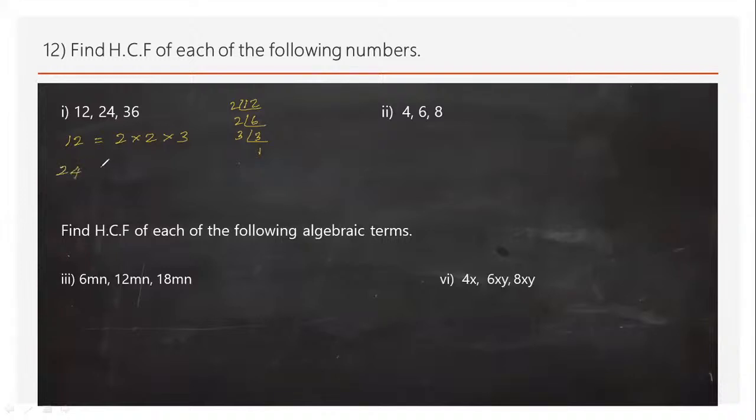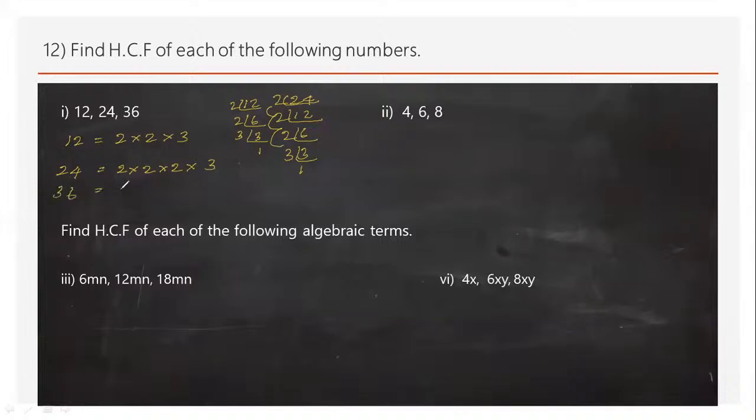24 is 2 into 2 into 2 into 3 as a product of prime numbers. That one also you can obtain by the same procedure. 24 divided by 2, 12. Again divide by the smallest prime number 2, 6. Again divide by 2, that is 3. Again divide by 3, 1. 2 times 2, 4 times 2, 8 times 3, 24.